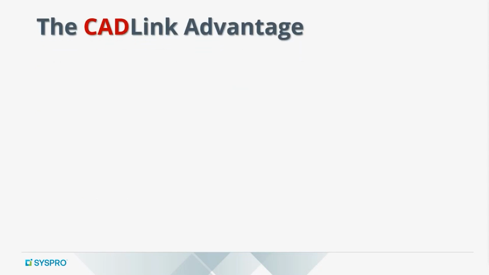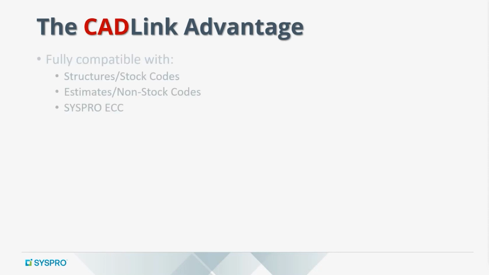So CADLink is a solution, and I want to talk about a few benefits that CADLink might have over other solutions in the space. First of all, and maybe most importantly, we are fully compatible with multiple different areas in SYSPRO. So structures and stock codes, the standard bill of material you might see in SYSPRO, we're fully compatible there. But also estimates and non-stock codes. So if you want to use CADLink to go directly from a CAD software and the bill of material there and create an estimate and create non-stock codes to go along with that estimate, you can do that with CADLink.